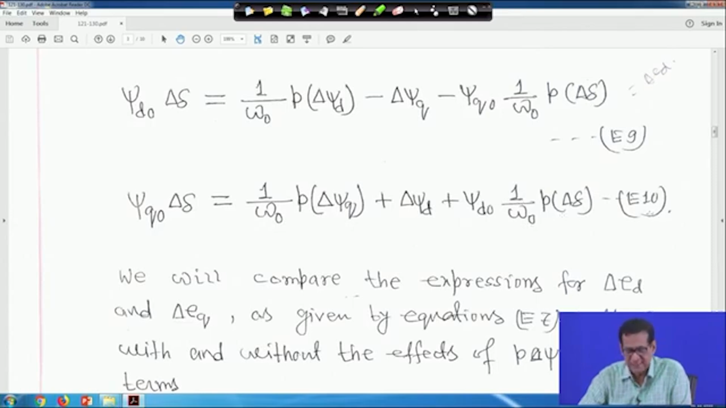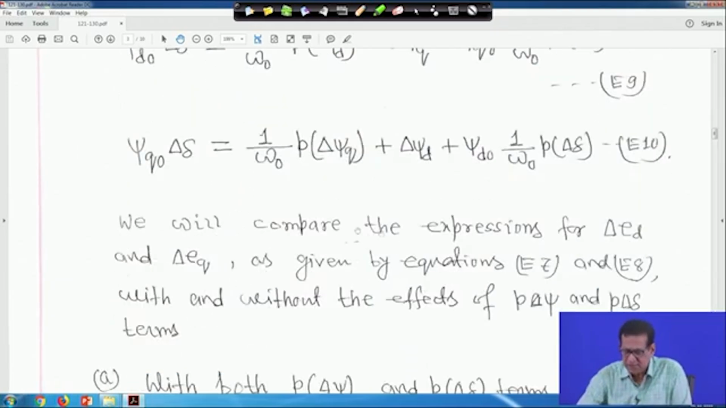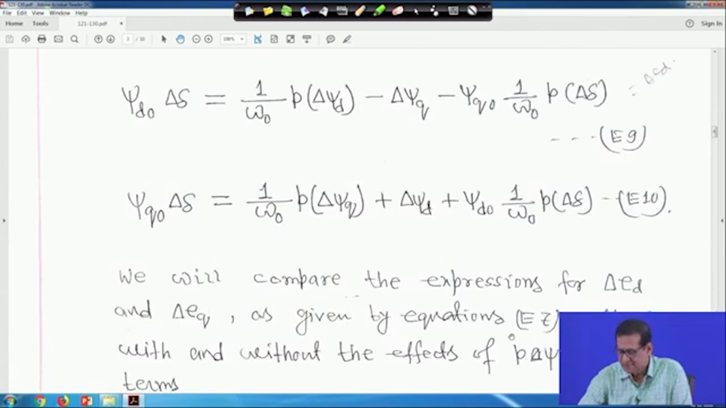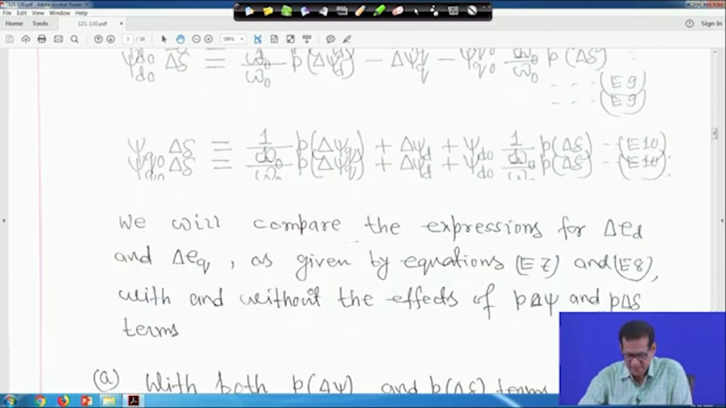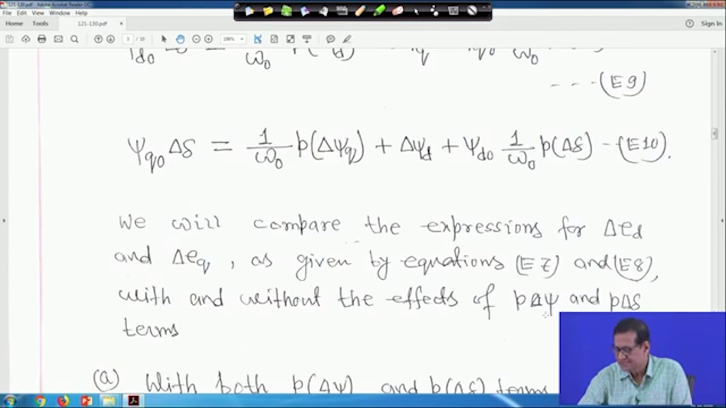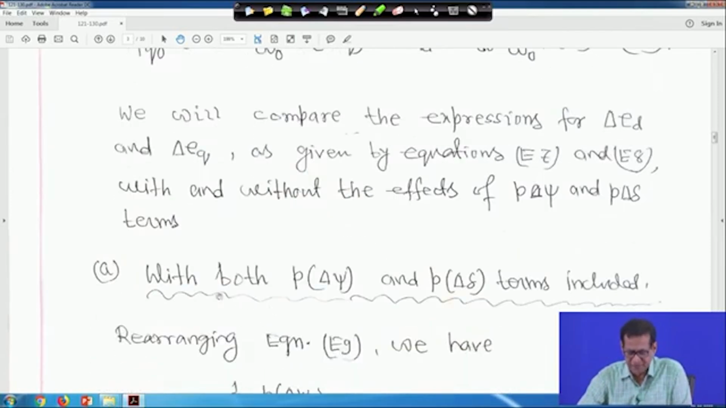This is equation E10, right. Now we will compare the expressions for delta E d and delta E q as given by equations E7 and E8, with and without the effects of p delta psi and p delta terms. With p delta psi means p delta psi d and p delta psi q. Now, part A, with both p delta psi d and p delta psi q, and p delta terms included, right.